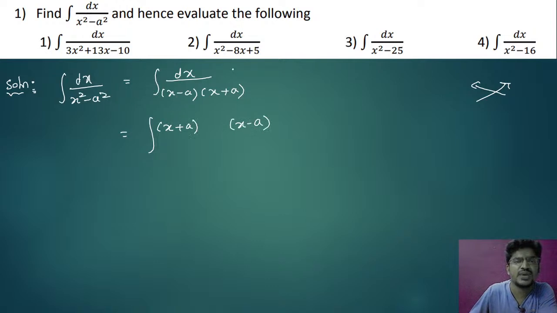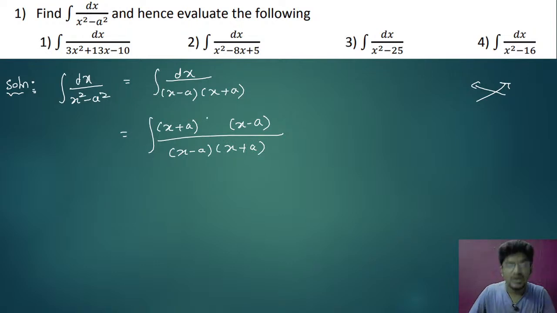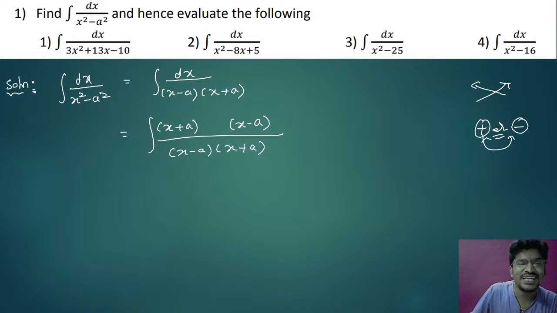That means x minus a goes to this term, x plus a goes to this term, divided by x minus a into x plus a. Now here you have to write plus or minus. So how to choose this plus or minus? You have to choose it in such a way that this x has to be deleted. In that way you have to adjust with the plus and minus sign.